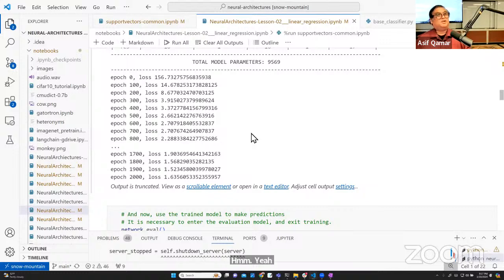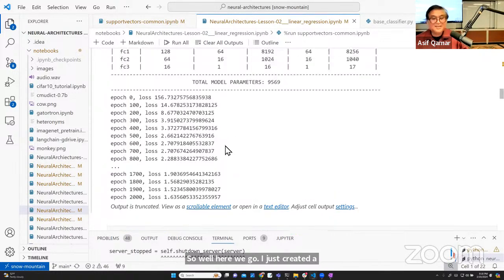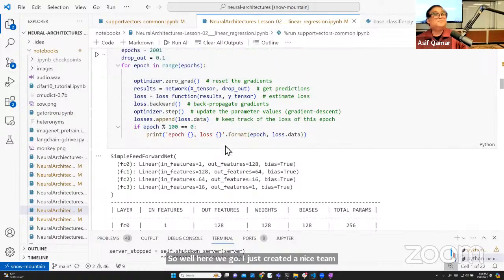I'm pretty much creating a suspense. It's like the TV shows, right? At the end, there is a big suspense. The main thing is not explained. So, well, here we go. I just created a nice TV show, one episode of it. But let's look at this. What was the backward? Backward is some mysterious thing called back propagation. We'll learn about that, right?